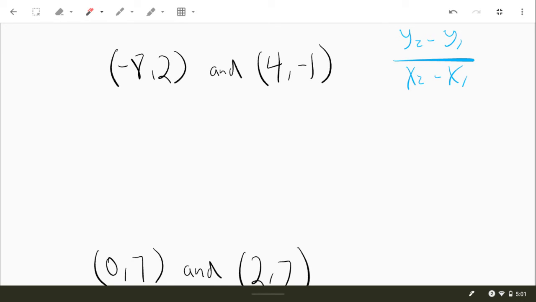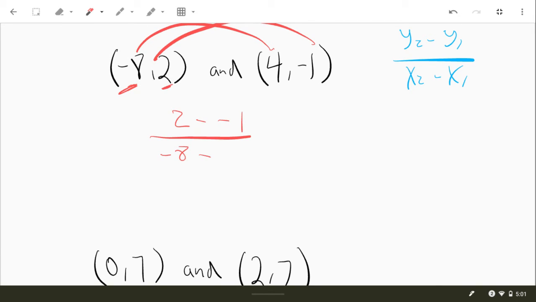Let's see, the order that I want to do this. Last one I did this one minus that one and that one minus this one. I think I'm going to do it the opposite. I'm going to subtract the y values, so I'm going to do 2 minus negative 1. And since I started with this one, I need to start with the negative 8 on the bottom. I need to do negative 8 minus 4.